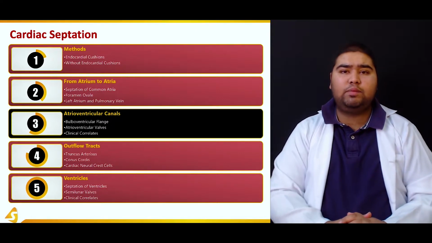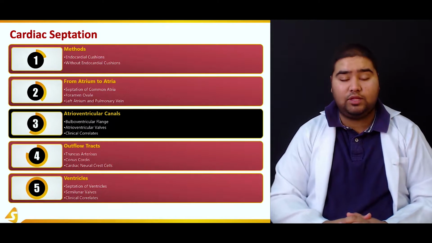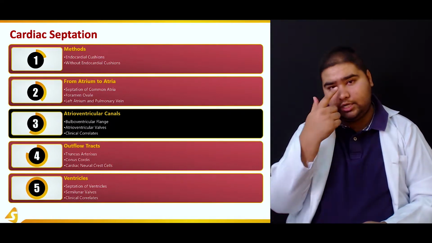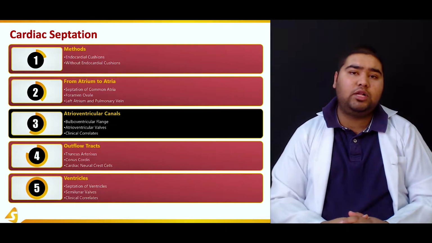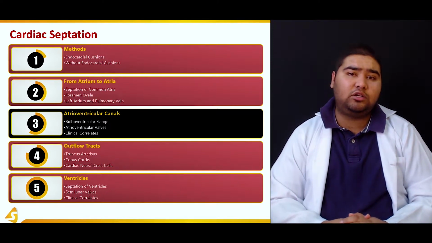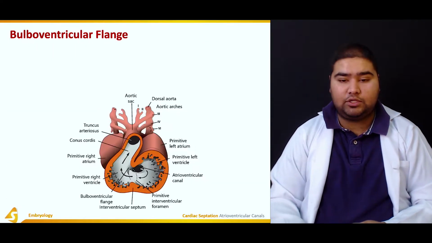In these parts, we'll be talking about the bulboventricular flange. We'll see what that is. Then we'll talk about the valves which are present in the atrioventricular region, and finally we'll talk about the clinical correlates, as in what happens if these valves or these canals are not formed properly. So now let's just dive into it.